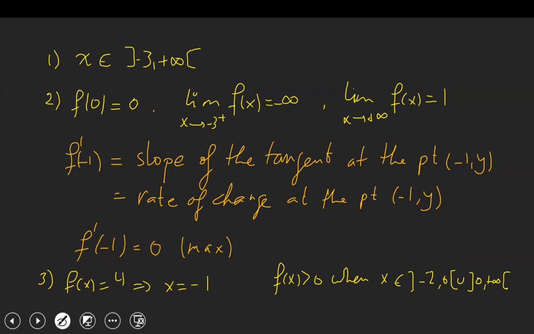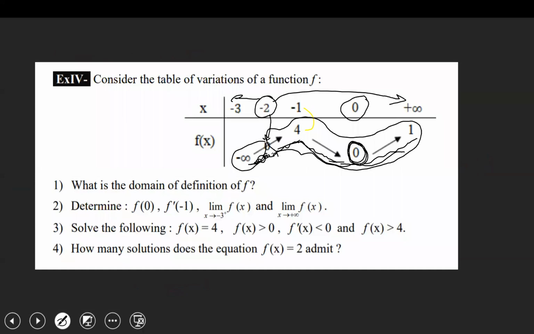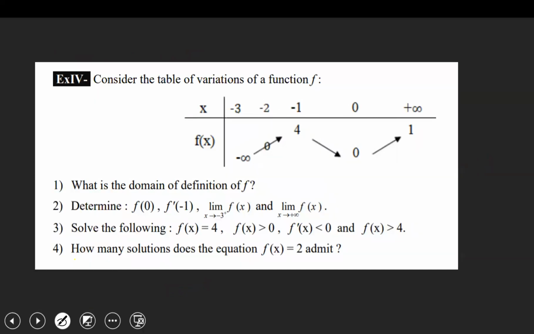Is there another way? Yes, we can make a table of sign of f of x and see when it is positive. How do we make a table of sign if we don't have the expression of f? Simply according to the table of variations. If we look at the table, the function starts negative, then it becomes 0, then positive, then again 0, then positive. So I can construct the table like this.